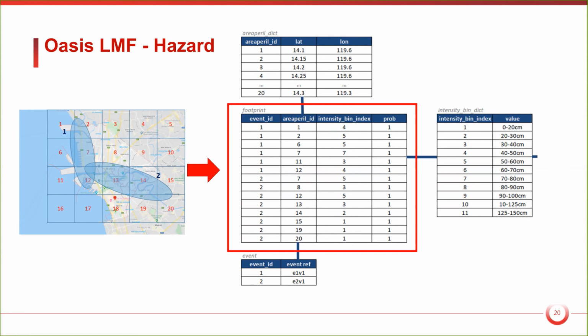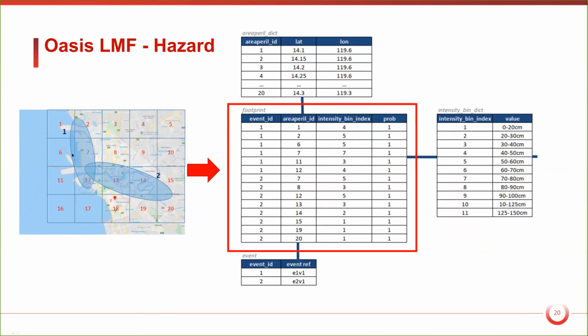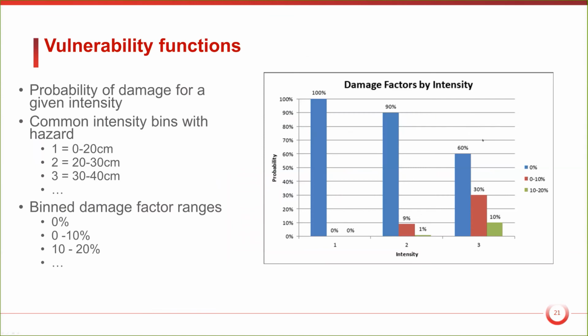And going on to the next part, which is vulnerabilities. So again, we kind of discretize and build probability distributions to represent the uncertainty in these things. So this is an example of a fairly simple vulnerability function. Important is that we've got common intensity bins. So on my previous slide, I had the idea of intensity bin 1 was 0 to 20 centimeters, 2 is 20 to 30 centimeters inundation depth. So on my vulnerability side, I also need to have the common intensity bins. I'll show you why in a second.